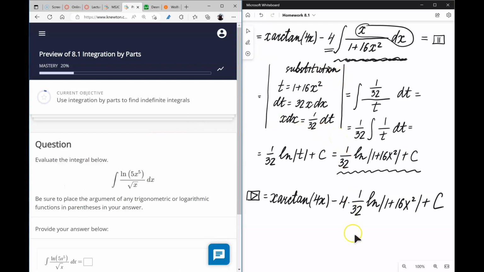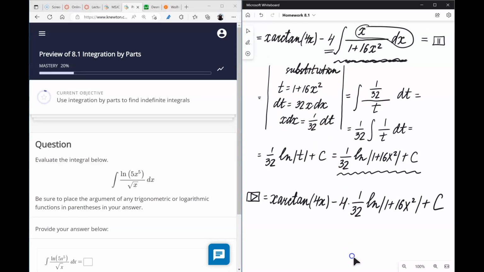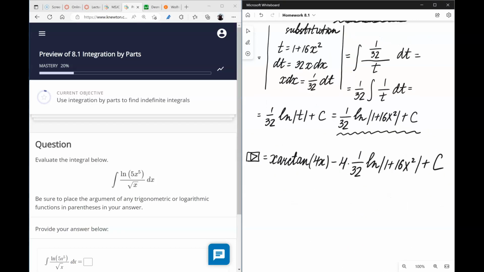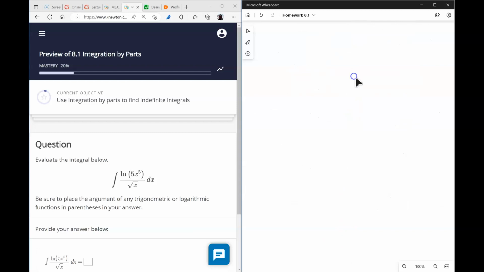Alright, so let's move on to the next problem. So this was question number 3, and now we're moving on to question number 4.